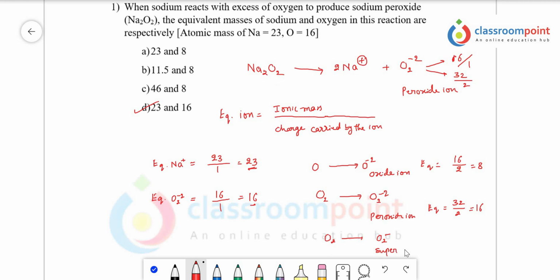And in case of the superoxides, O2 shall be converted to O2 minus, which is called the superoxide ion. So equivalent mass of the superoxide ion is 32 by the single negative charge it is carrying, so 32 by 1 equals 32. Usually in most cases we think that oxygen's equivalent mass is 8, but equivalent mass is not a constant one. It varies, depending on the type or quantity of the charge carried by that particular ion.